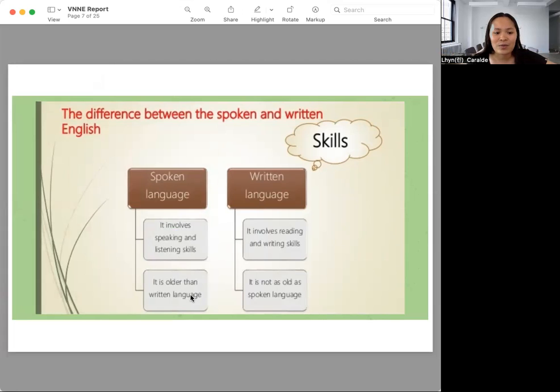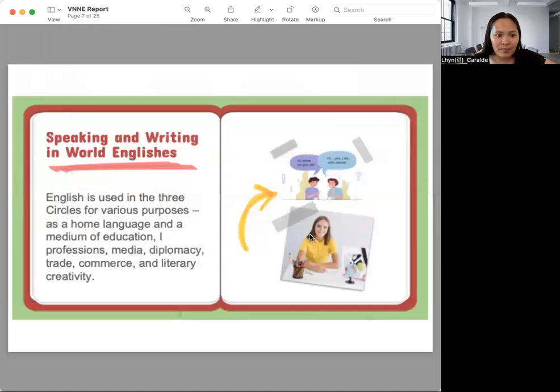It's very simple words before we learn how to write. The written language, this is the skills that we have. It involves reading and writing skills. So it involves already the reading and the writing skills, and that is the written language. And it is not as old as spoken language.